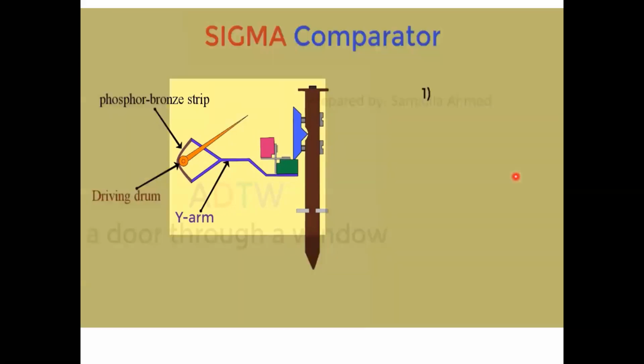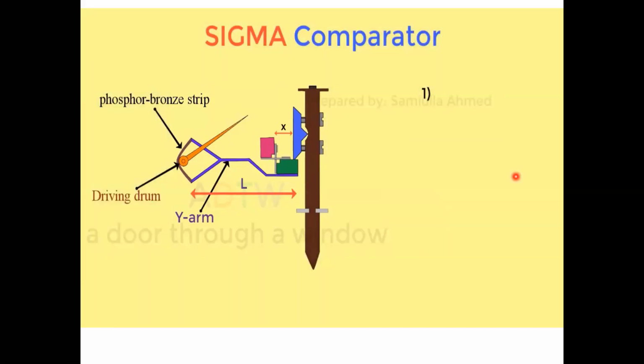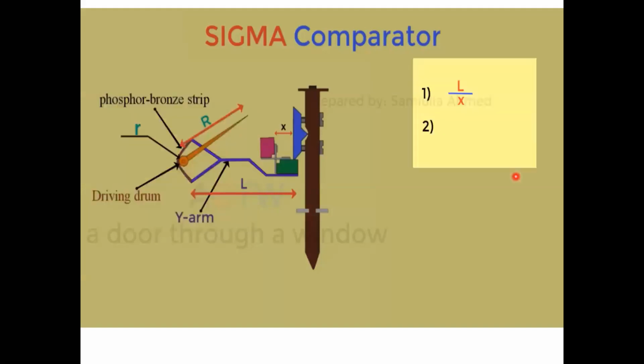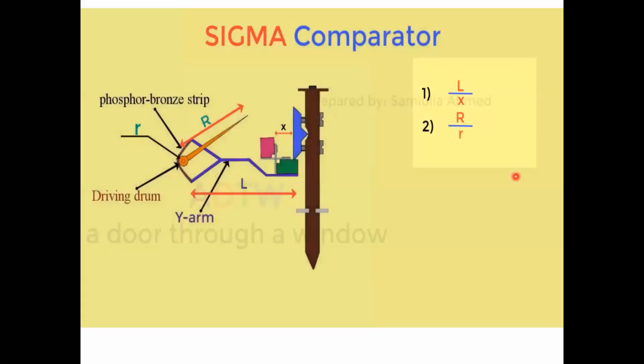In the first stage, if the effective length of the Y-arm is L and the distance from the hinge pivot to the knife edge is X, then the magnification is L by X. The second stage of magnification is obtained with respect to pointer length R and driving drum radius small r. The magnification is given by R by small r. Overall magnification is given by L by X into R by small r.